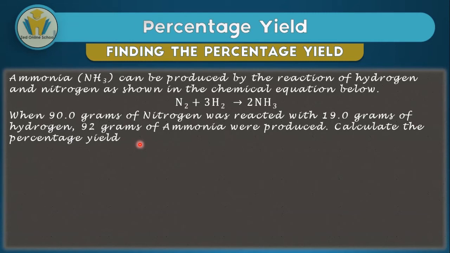As you can see, we've been given two reactants, and fortunately enough, we've been given information about both of them, 90 grams of nitrogen and 19 grams of hydrogen. Which one are we going to use? Well, what we're supposed to do is find which of these two is the limiting reactant, just like we did earlier. So we'll just do that.